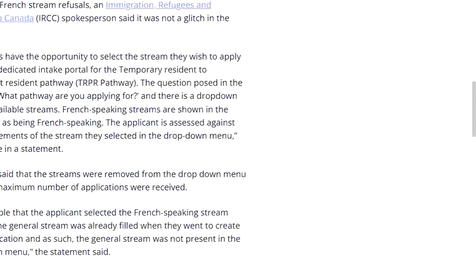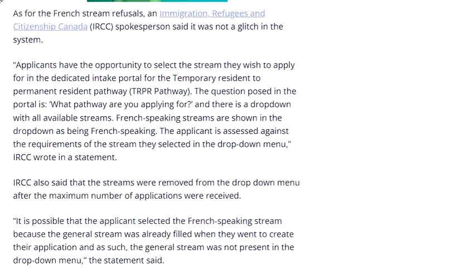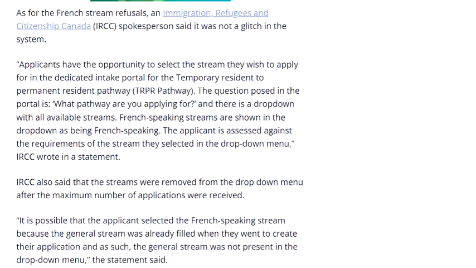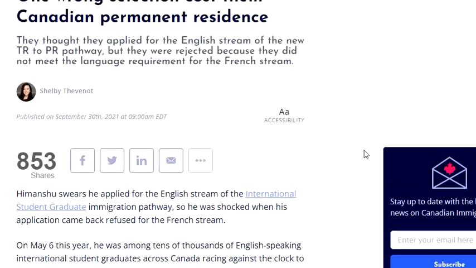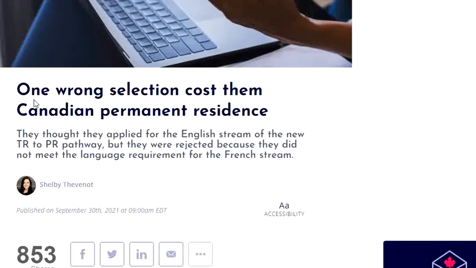Now let's move on to the report which I was talking about. If you see here, this is an article on CIC News, and I'll send you the link in the description box below, where it's written, one wrong selection cost them Canadian permanent residence. They thought they applied for the English stream of the new TR to PR pathway, but they were rejected because they did not meet the language requirement for the French stream.